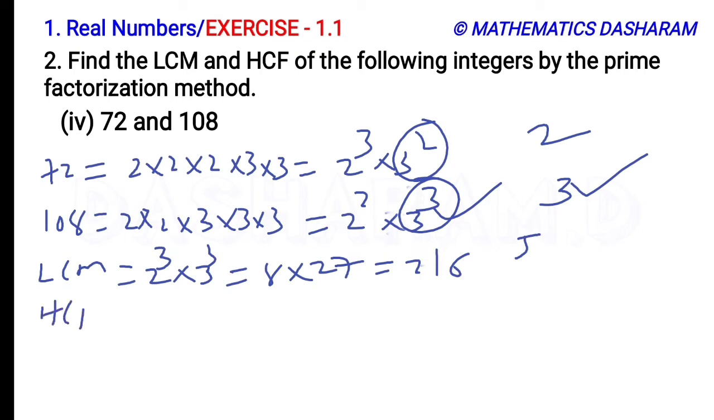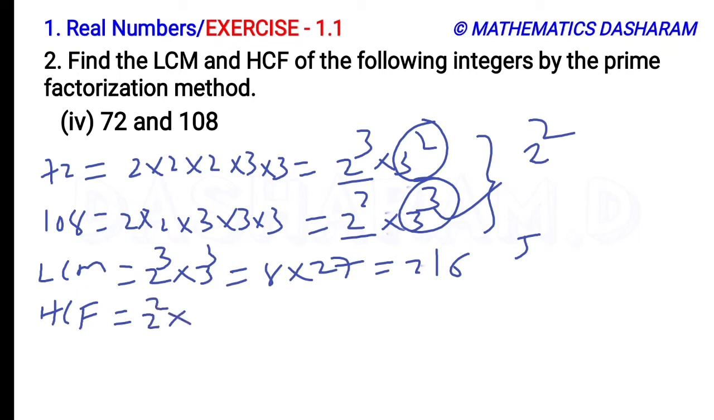Next, HCF. HCF equals the product of the common factors. See, in both, the common factors are here 2 cube, here 2 square. So common is what? 2 square is common. Next 3 square, 3 cube. Common is 3 square. So 2 square 4, 3 square 9, 4 9s are 36 is the answer.